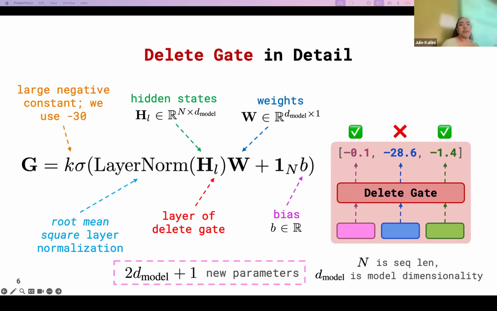And finally, I wanted to note that the gate only adds an additional 2 times the model dimensionality plus 1 parameters. So this is very parameter efficient. And if people have questions about where these numbers are derived, I'd be happy to answer them.